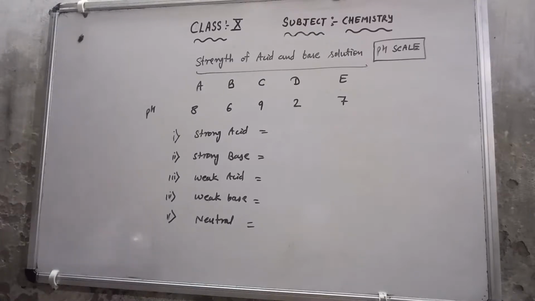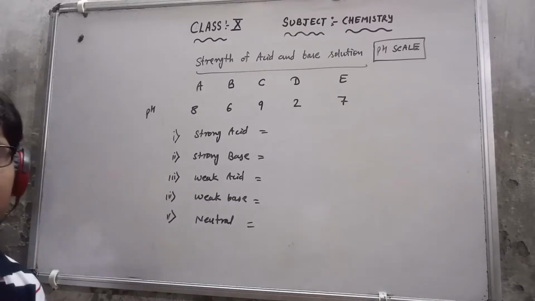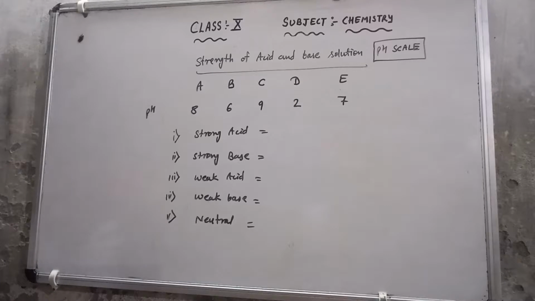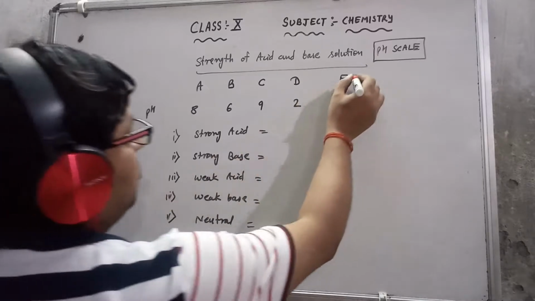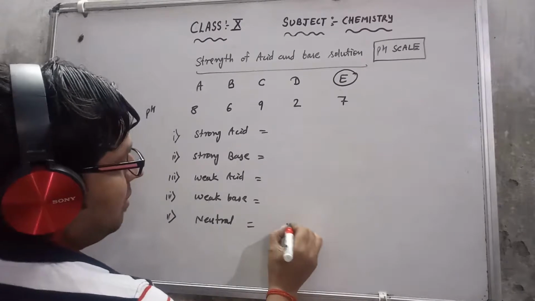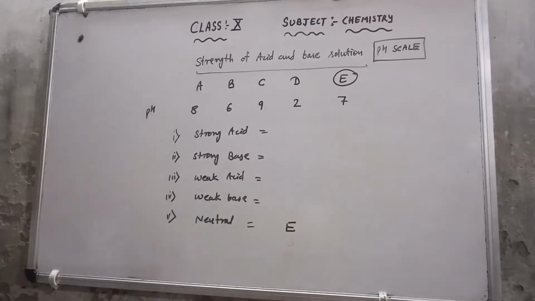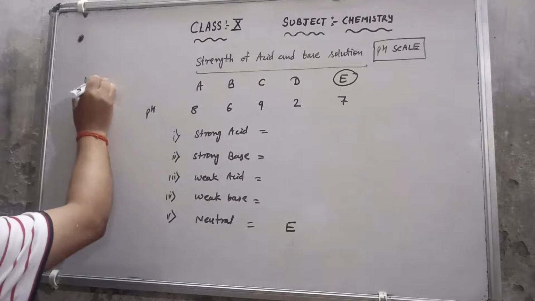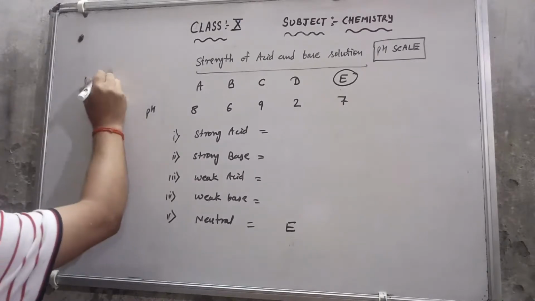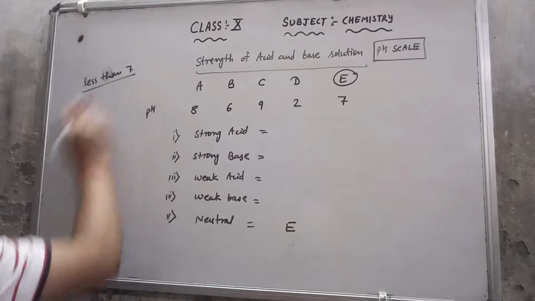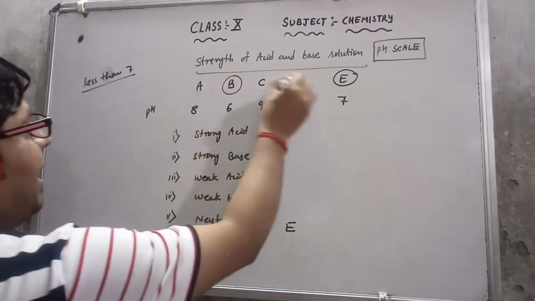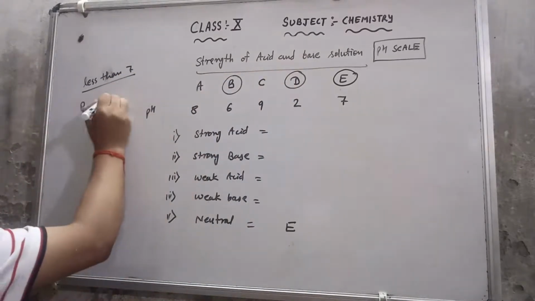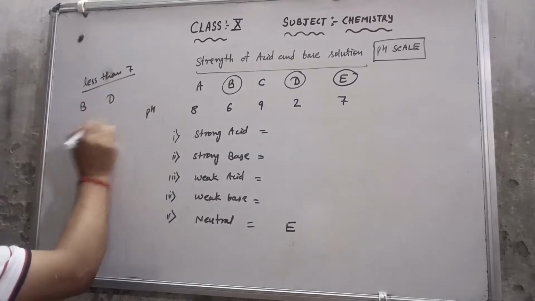Now we know that if the pH value is less, then it is a strong acid. First of all, I will talk about the neutral. The solution whose pH value is 7 is neutral. So here the value 7 is E, so neutral is E. Now check the values less than 7. Less than 7 are acidic in nature. How many are less than 7? One is B and one is D. The pH of B is 6, D is 2.